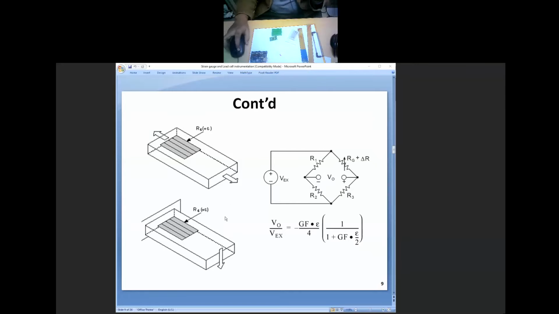This was an example of a quarter bridge circuit, but it is not a good idea, because my readings are very erroneous.